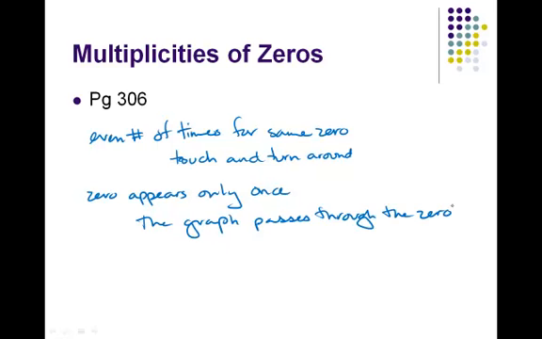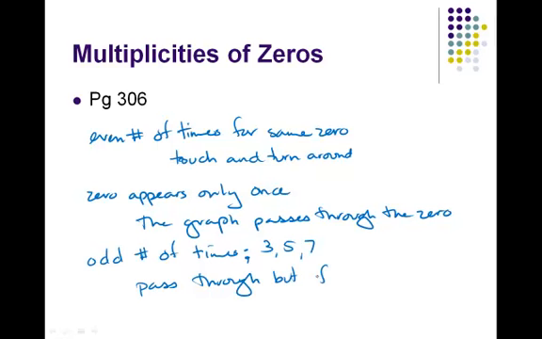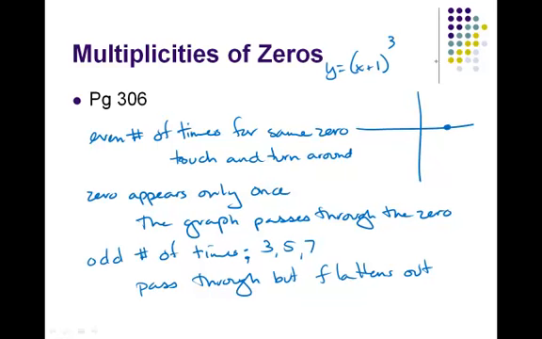the 0. The one situation we haven't looked at is if a 0 appears an odd number of times, for example 3 or 5 or 7, now it's going to pass through, but it flattens out. Let me show you what that means. So if this is a 0 that has appeared 3 times, let's say we have the function x plus 1 cubed, so that's negative 1 3 times. Sorry, that should have been negative 1.